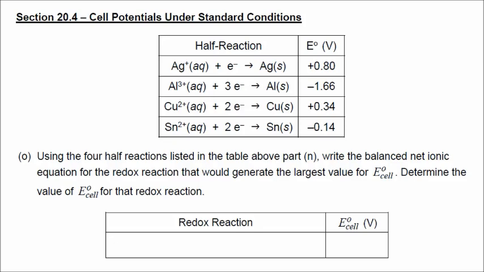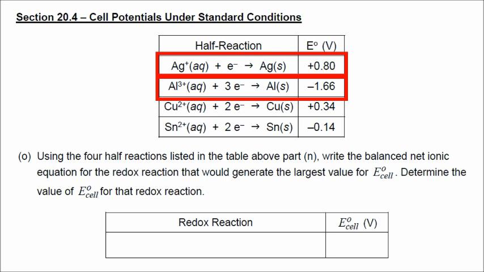Now we have 4 half reactions, and this question is asking us to write a balanced net ionic equation for the redox reaction that would generate the largest value for the cell potential. So if we take the silver reaction, which has a voltage of 0.80 volts, and we take the aluminum half reaction and reverse it so we can get a positive 1.66, that should give us 2.46 volts. And that's the largest value for the cell potential we could generate from these four half reactions.